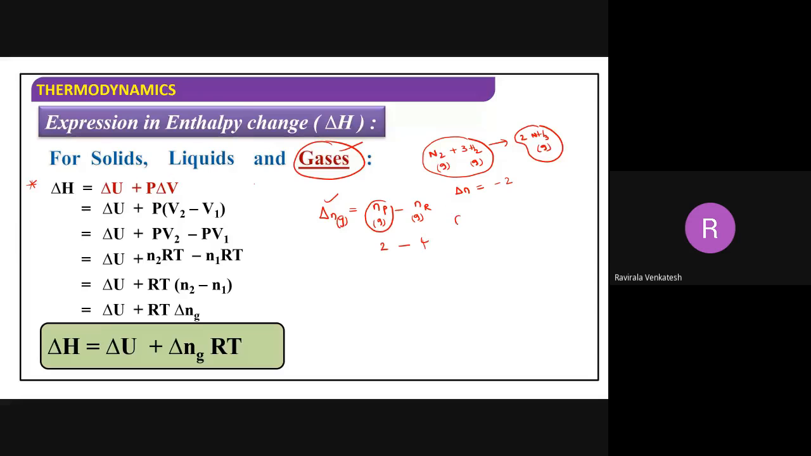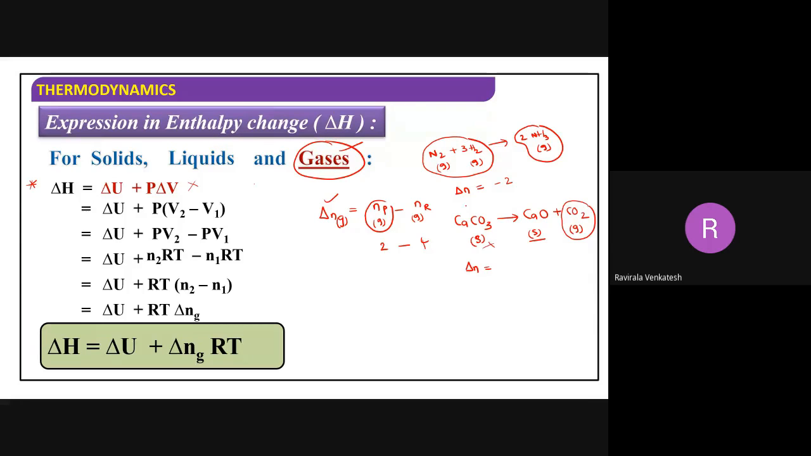For example, if I take calcium carbonate converting into calcium oxide plus carbon dioxide, this is solid, this is also solid, and this one is a gas. Now again, delta n is the number of moles on the product side minus the reactant side. How many moles are there on the product side in gas state? Only one, because for solids this formula is not applicable.